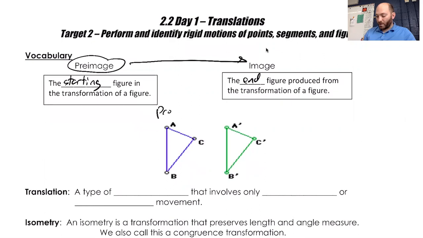So these are my pre-images here if I just label it with ABC, but then my image is labeled with primes here. Okay, so A prime, B prime, C prime, they correspond to A, B, and C, but when I do the prime, that means that's the image. That happens after the transformation.